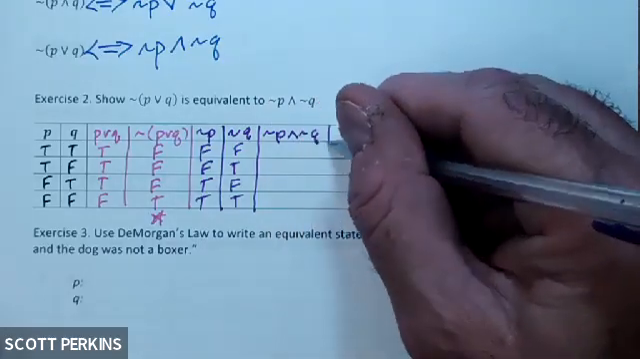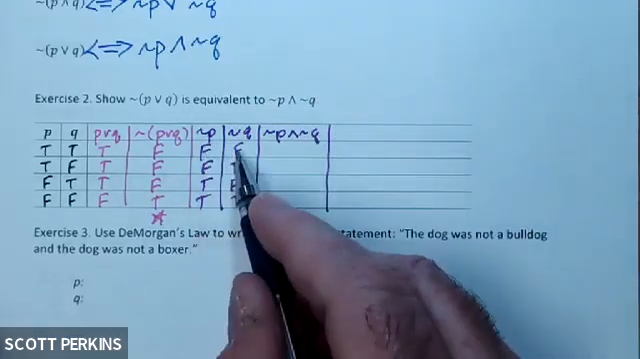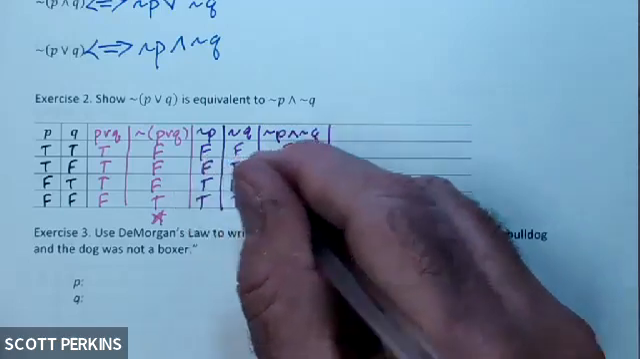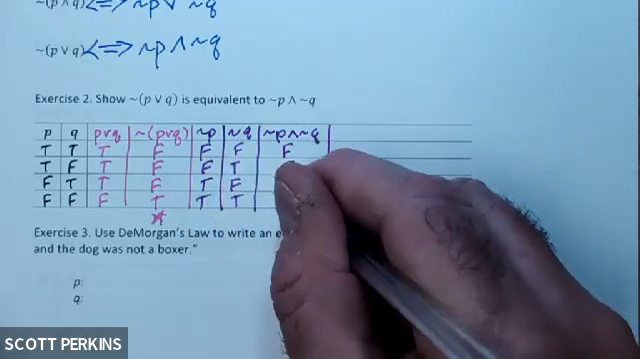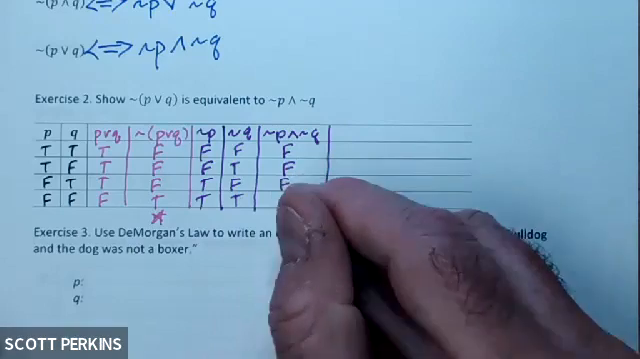The "and" is true when both are true. So false and false is false. False and true is false. True and false is false. And last but not least, true and true is true.